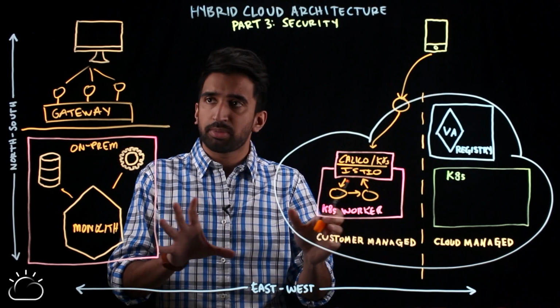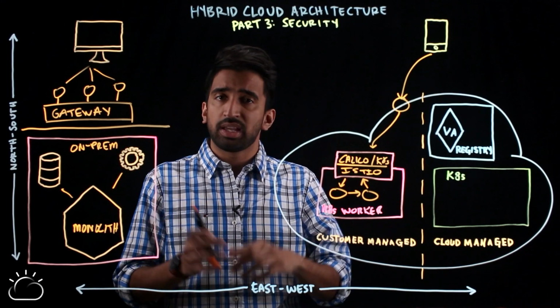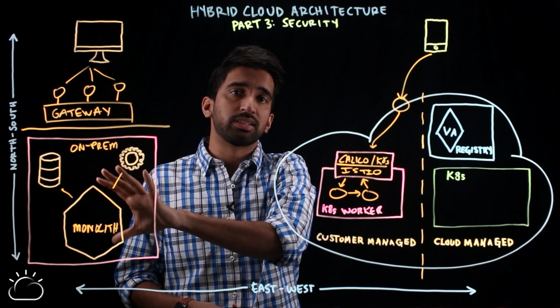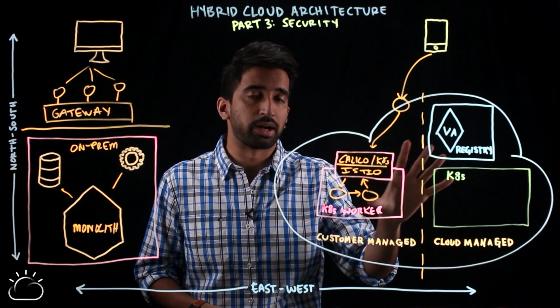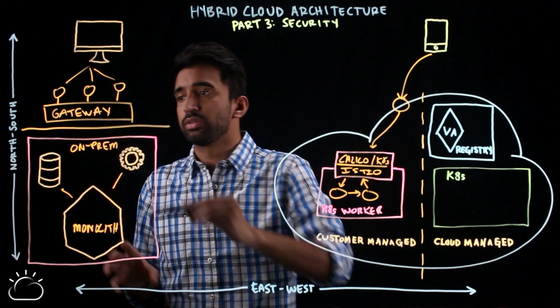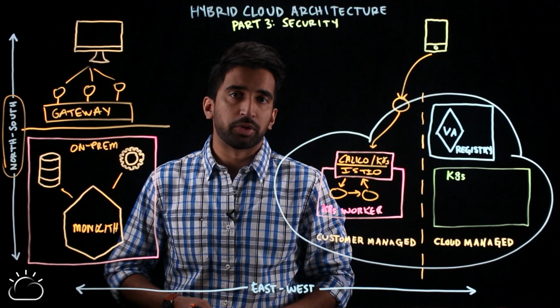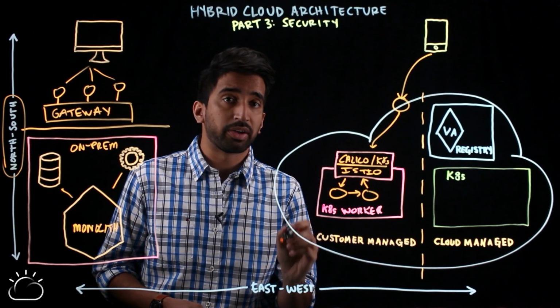So that kind of talks about north-south traffic, ingress and egress, so communication with the clients as well as the data center or public-private cloud environments. So that tackles the north-south network flows. Next, let's talk about east-west.